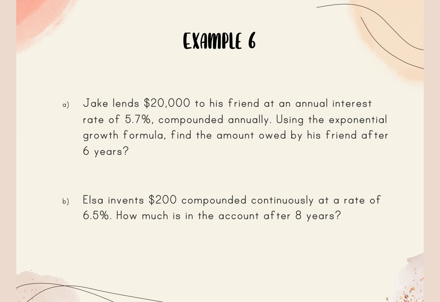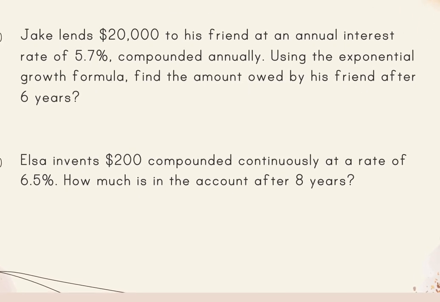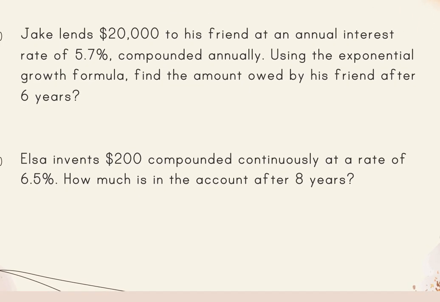All right, now we're going to actually solve these. So A says Jake lends $20,000 to his friend at an annual interest of 5.7% compounded annually. Use the exponential growth formula. Find the amount owed by his friend after 6 years. So what's the initial amount? $20,000. Is this increase or decrease? Increase. 1 plus, what's the decimal form there? 0.057 raised to the, how long it's in there, which is?